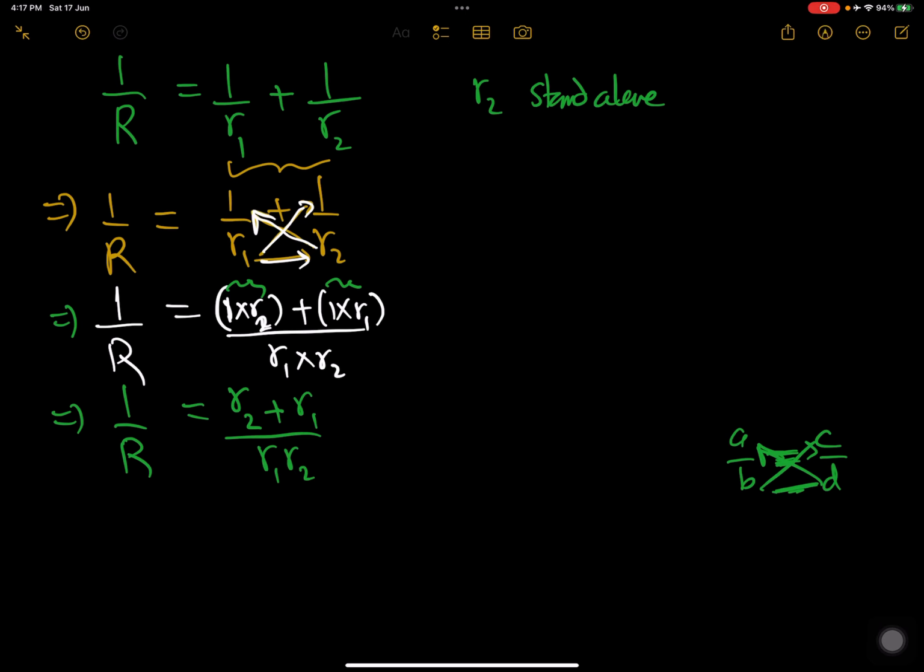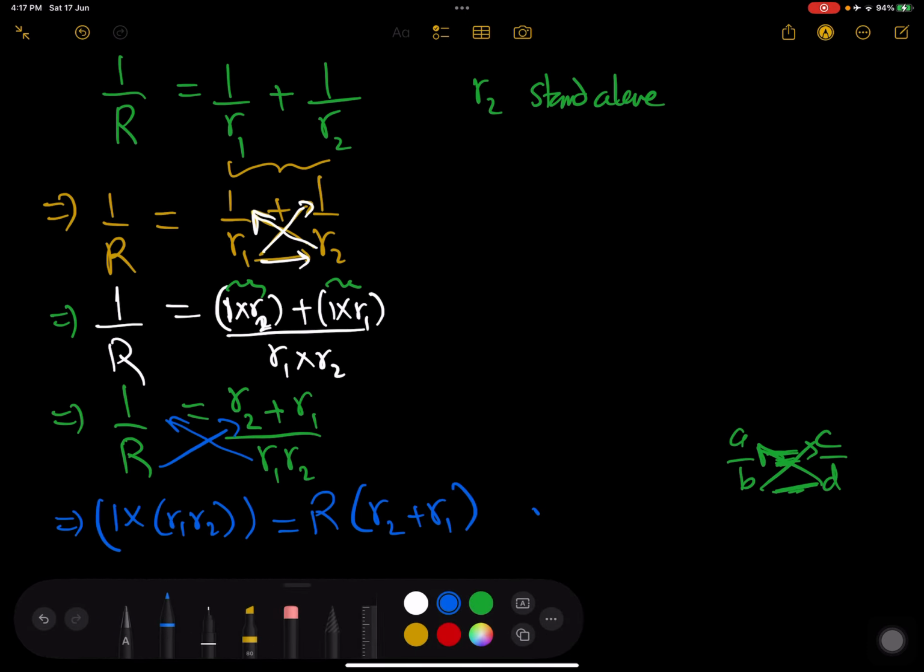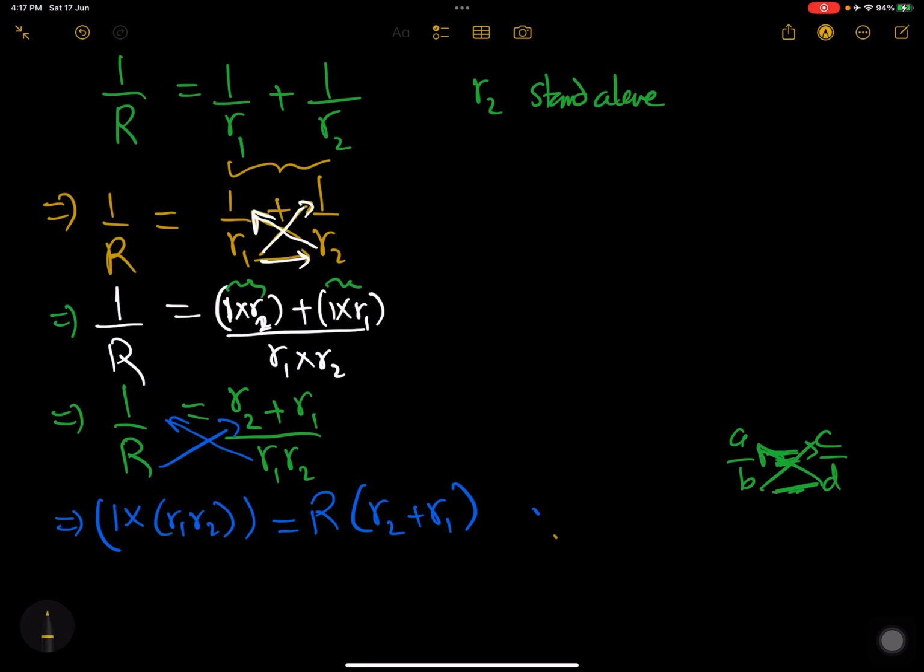To do that, I'm just changing colors. We're going to multiply this by that. So we're going to get 1 multiplied by r1 r2, which is equal to this big R multiplied by r2 plus r1. And then I'll change color again. This is basically going to be 1 times the whole of this. It gives you r1 r2 is equal to this times this, which gives you big R small r2, another big R plus big R and small r1.